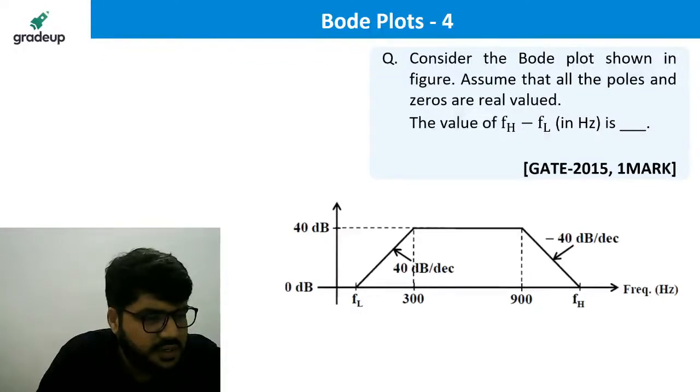Next question. All right. Next question, guys. Consider the Bode plot shown in the figure. Assume that all the poles and zeros are real valued. What is the value of FH minus FL? Guys, solve this question. I'll just work on it.